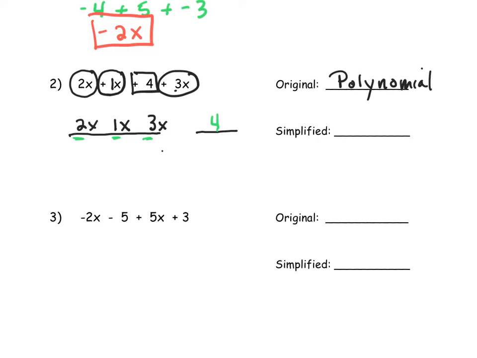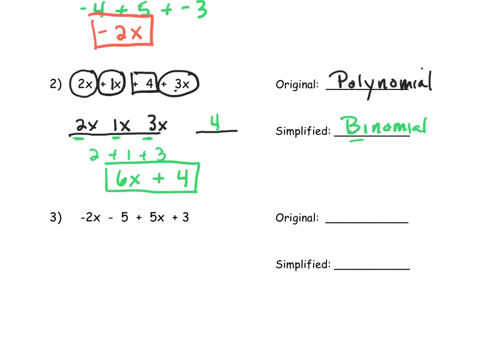Would you please add the coefficients of x and tell me what this would be? If you said it's 6, you're correct. This is 6, and now we drop down the variable. And this 4 just comes down. There's nothing to combine it with. And this is our final expression. So our simplified version would be what? If you said it's a binomial, you're correct. There's 2 terms there, and the prefix bi means 2.